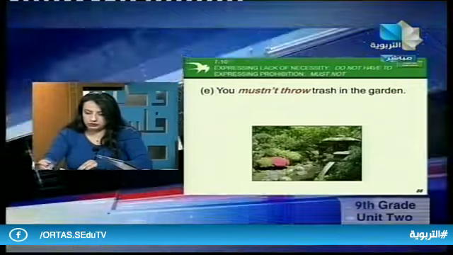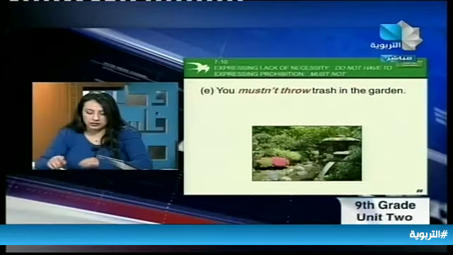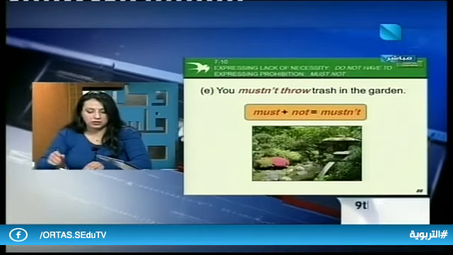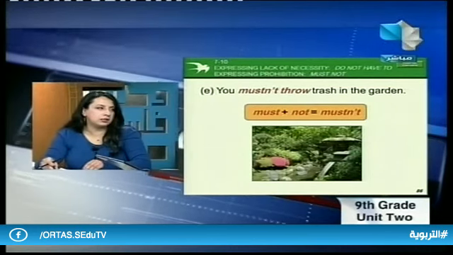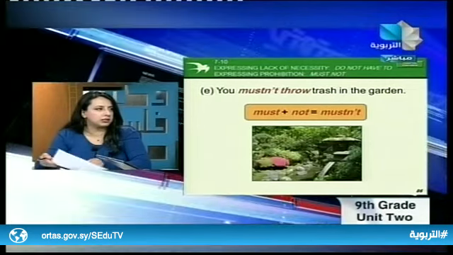You're not allowed to. You mustn't throw the trash in the garden. Again, must not. This is a contraction: we can use must with not, so we mustn't. We can use a short form. And yes, but the letter T is not pronounced. Mustn't, of course.